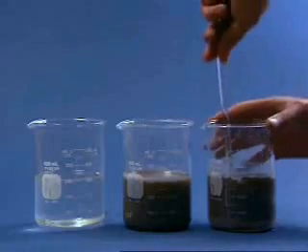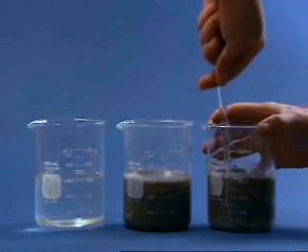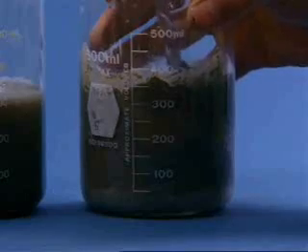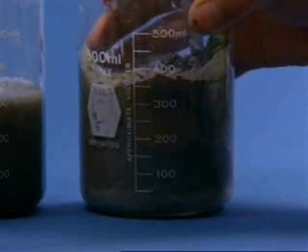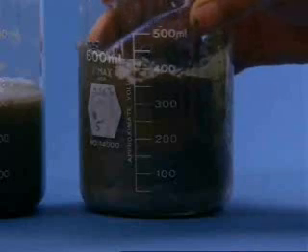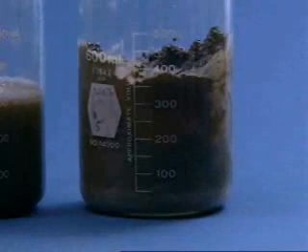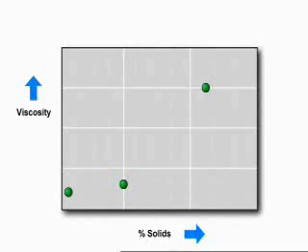Finally, the third beaker contains a dense slurry made by filling a beaker with solids and adding just enough water to fill the spaces between the particles. The slurry has a very high percent solids and is very difficult to stir. This indicates a very high viscosity. We plot this final measurement, high percent solids and high viscosity, on the graph.